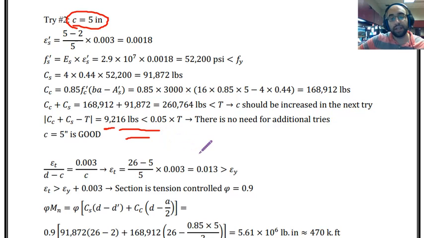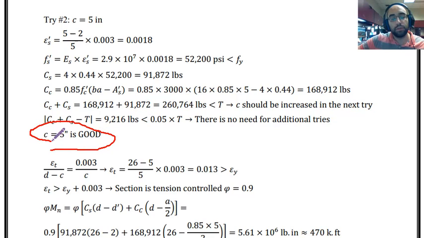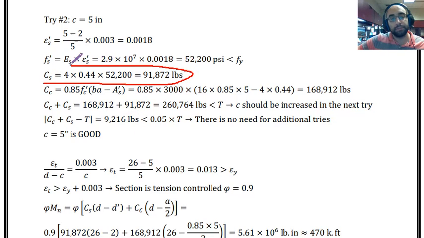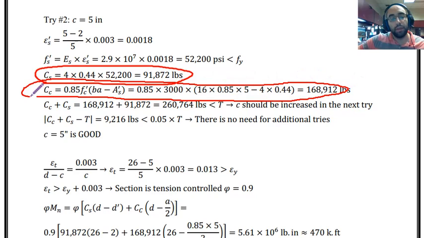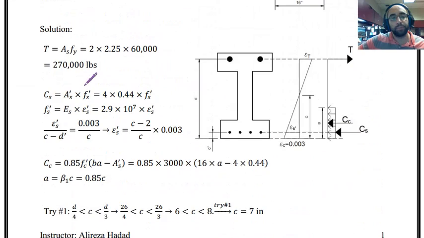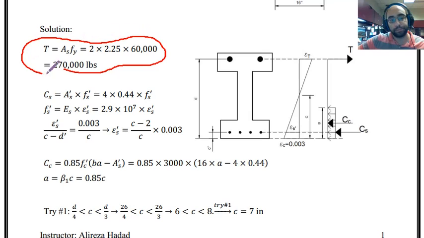Once this condition is satisfied, we can say we don't need additional tries, and this guess for the value of C is good enough. So C is equal to 5 inches. Based on this C value, we know the compression force in steel, we know the compression force in concrete, and the tension force in steel was calculated based on that main and basic assumption that we always have.